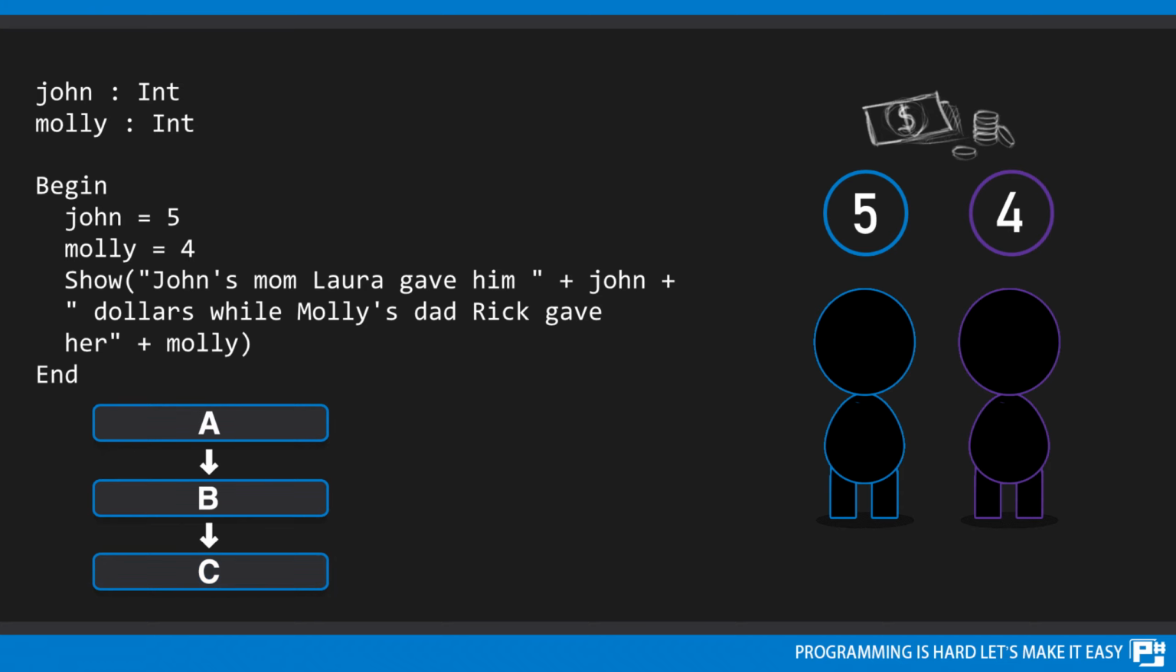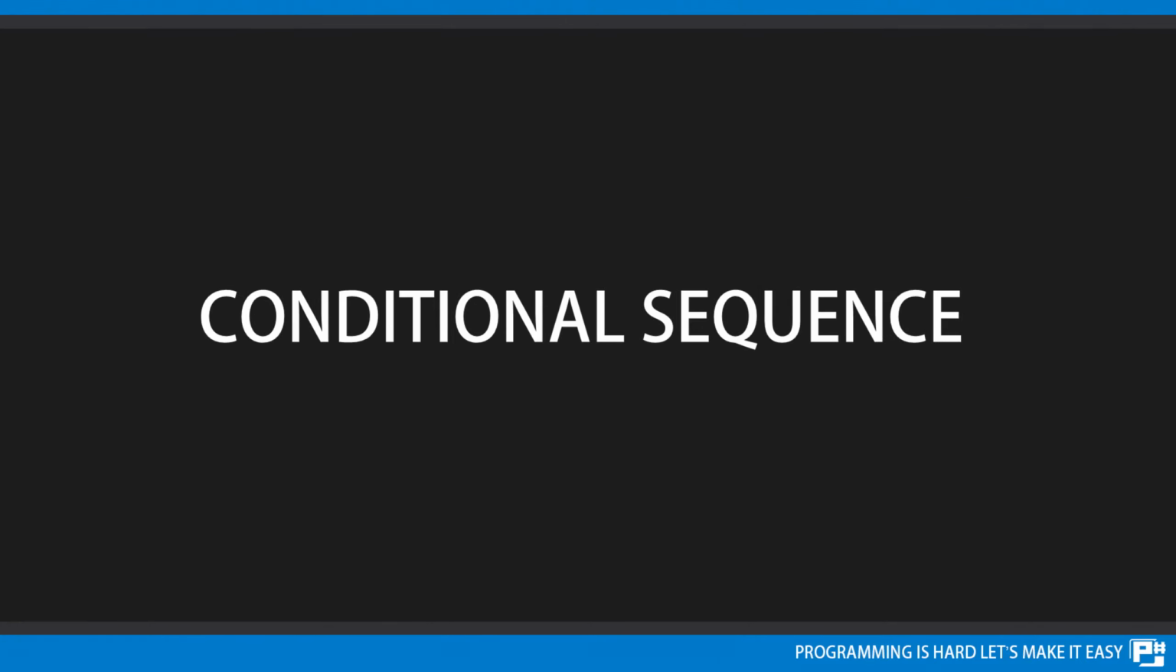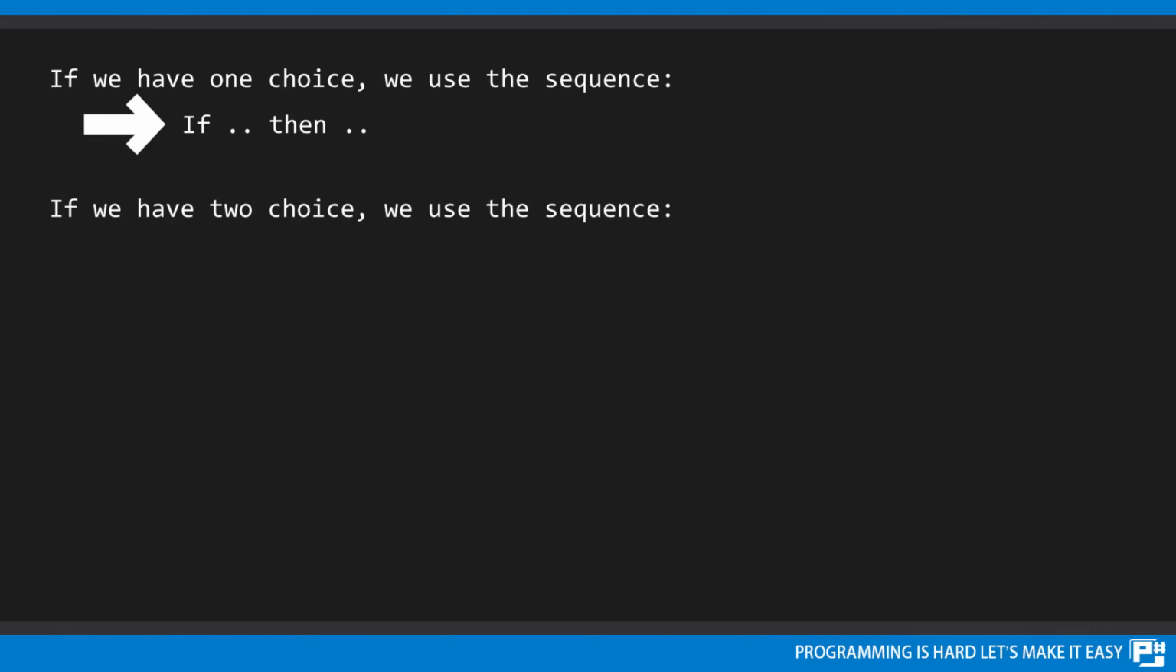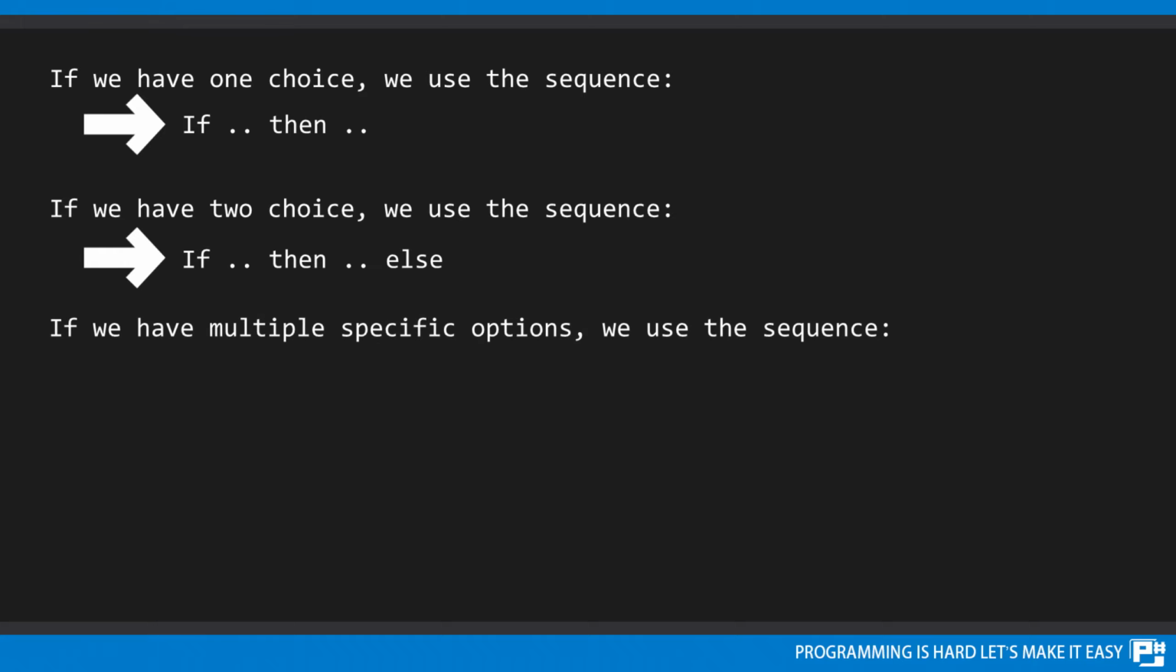At some point in our algorithm, we're going to want to make choices or decisions based on our information. That's where the conditional sequence makes its appearance. There are multiple ways to express a conditional sequence. These are: if we have one choice, we use the sequence if, then. If we have two choices, we use the sequence if, then else. If we have multiple specific options, we use the sequence switch.